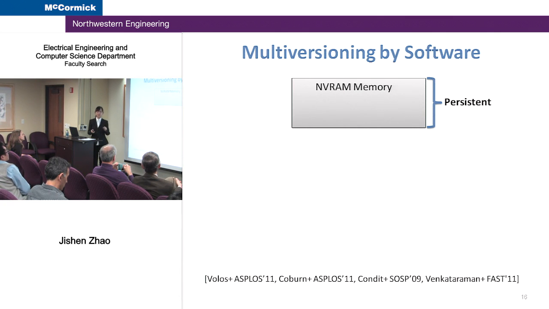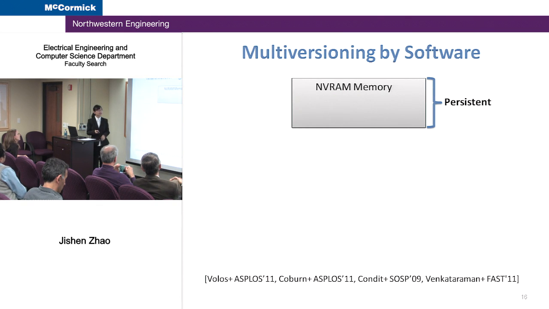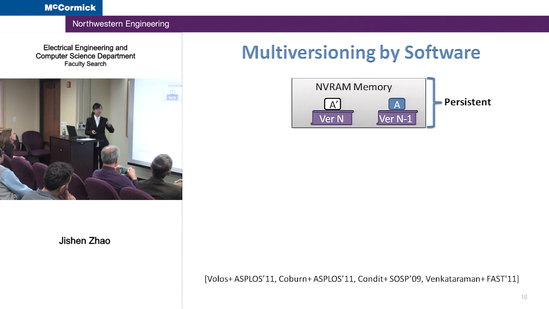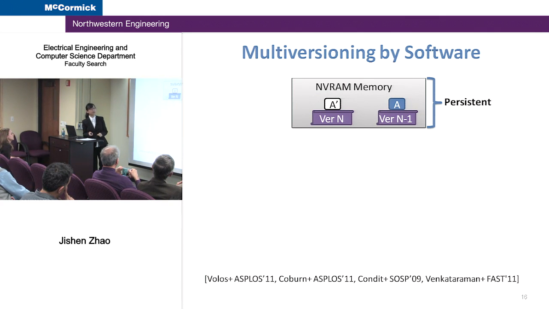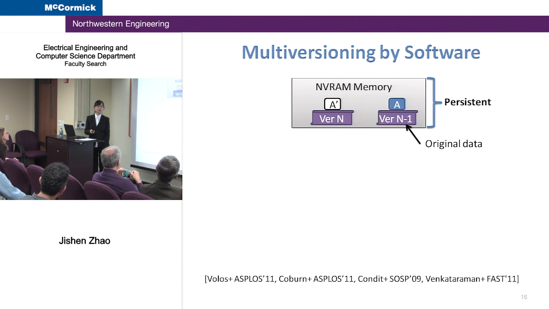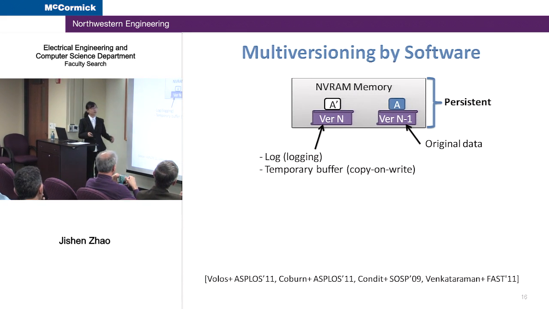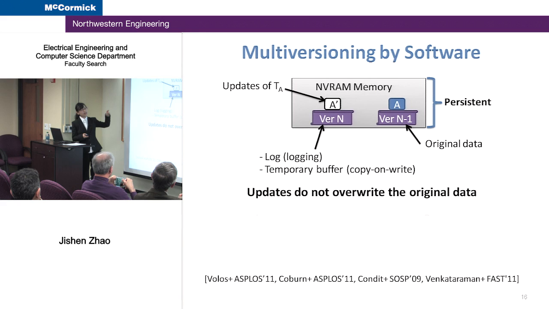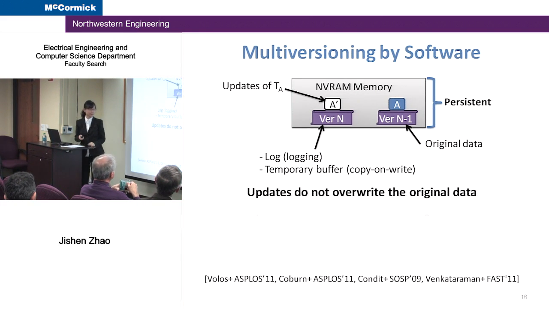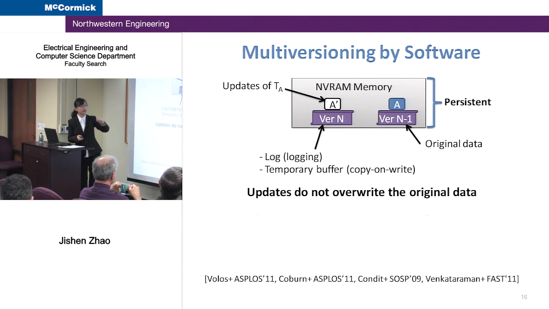The idea is pretty straightforward. To maintain multiple versions of data, we can allocate at least two separate memory regions for the two data copies. One of them stores the original data, and the other can store a log or a temporary data buffer. A transaction can update one of the versions at a time, but not both at the same time. So the updates do not override the original data directly.